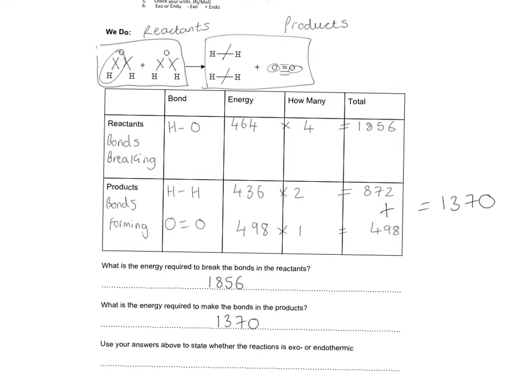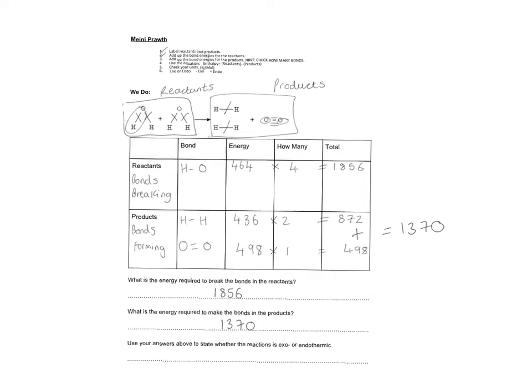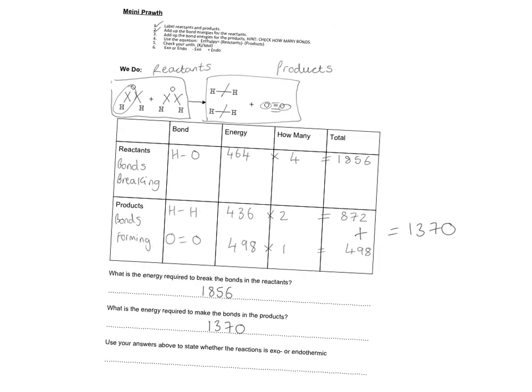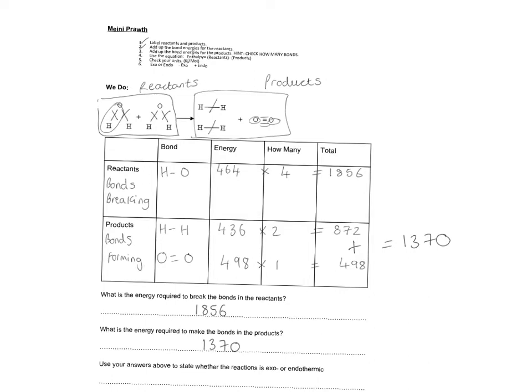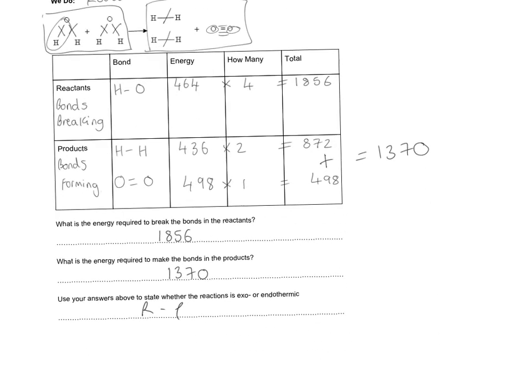What is the energy required to make all the new bonds in the products? 1370, okay? And then you have to work out whether it's exothermic or endothermic. To work that out, you do reactants minus products. So the answer we got was 1856, take away 1370. That's my total reactants, take away my total products.